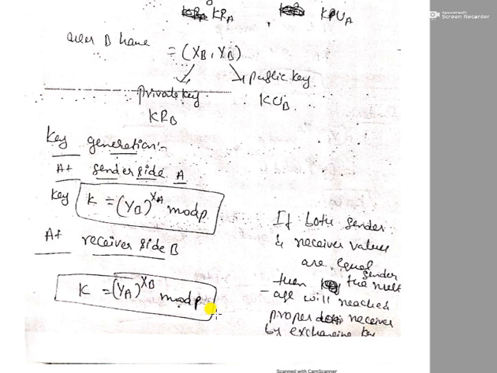This is the formula to exchange the key data between sender A and receiver B. Here we generated two keys, that's why I told you this is asymmetric. We generated a public key and private key at both the sender side and receiver side. Then for exchanging the information, they generated a key by using the public key as well as the private key. This key is exchanged between the sender and the receiver.